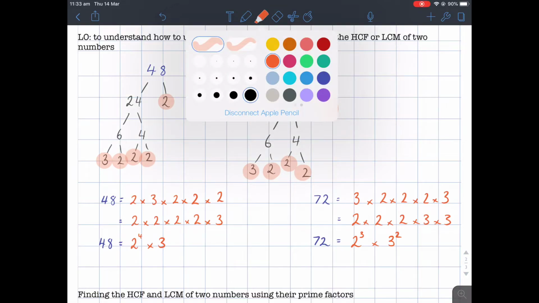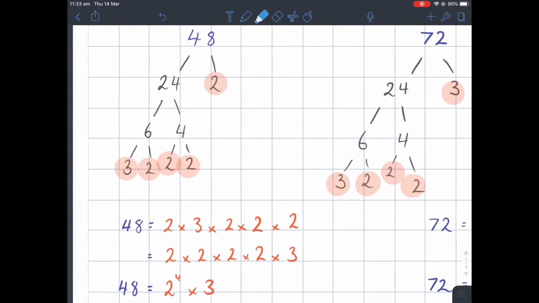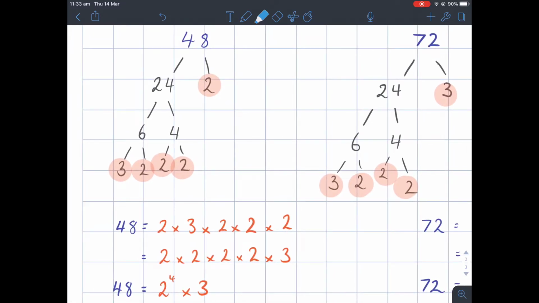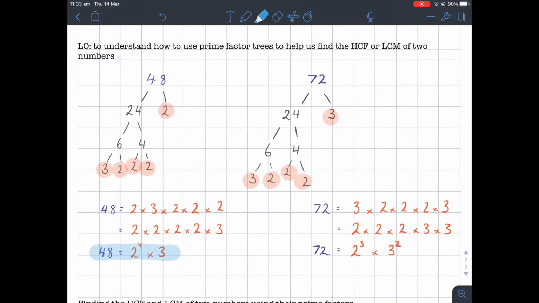So what we're going to look at here is how we can use prime factors to help find the highest common factor or lowest common multiple of two numbers. What we've got down here is I've already chosen two numbers, 48 and 72, and I've already listed their prime factors using a prime factor tree, and you can see the working out for 48 is there as follows. What we're left with here is that 48 is equal to 2 to the power of 4 times 3. So we've written our number 48 as a product of its primes.